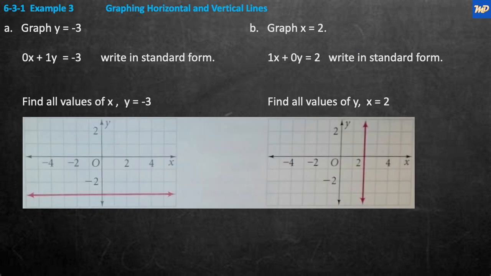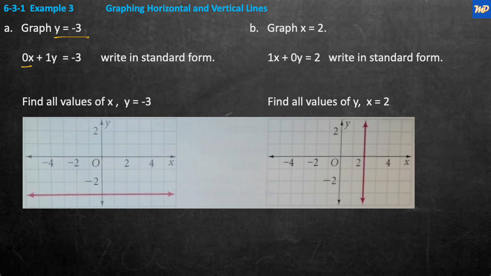Okay, example 3, graphing horizontal and vertical lines. You're going to see that these are special cases, but we are going to use the standard form of the linear equation. Problem A says graph y equals negative 3. Well, this is written in standard form, except it isn't apparent that x is 0. So it's 0x plus 1y equals negative 3, since there's always a coefficient of 1 on the y. So we can plot that, right?